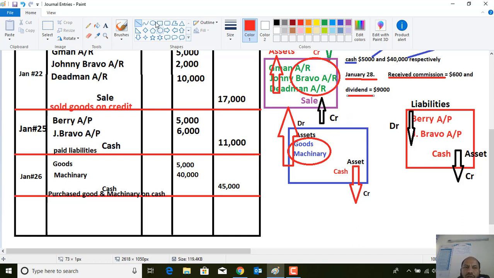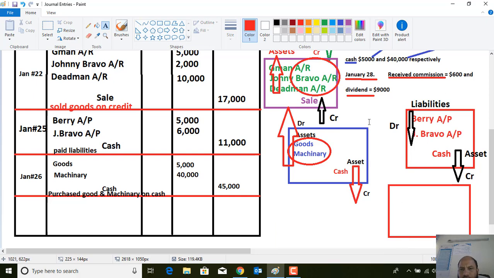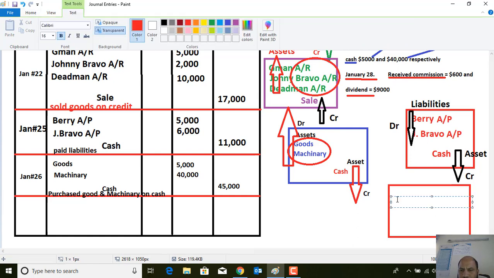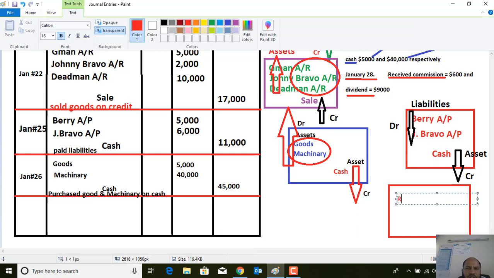Dear students, let's have a business chart. Consider that this is a business. What happened in this business? Okay dear students, so the last transaction was held on January 28. Two accounts have increased, and we will now record what happened to these two accounts. So see dear students, the first account was the company received commission.